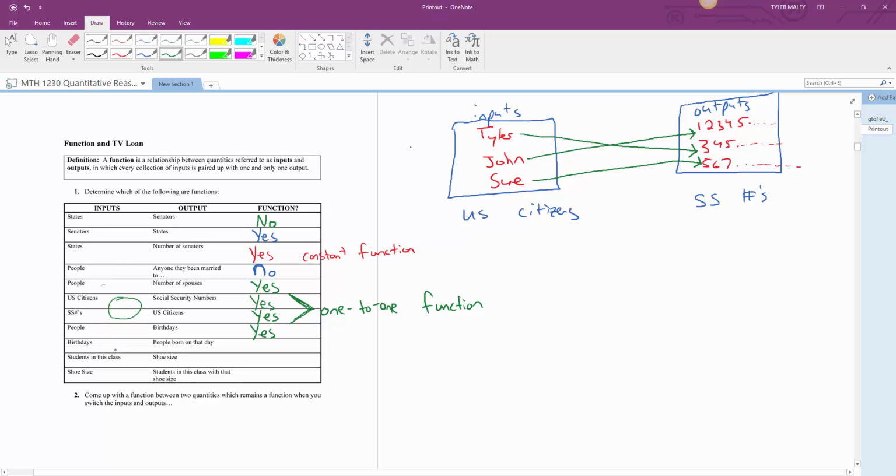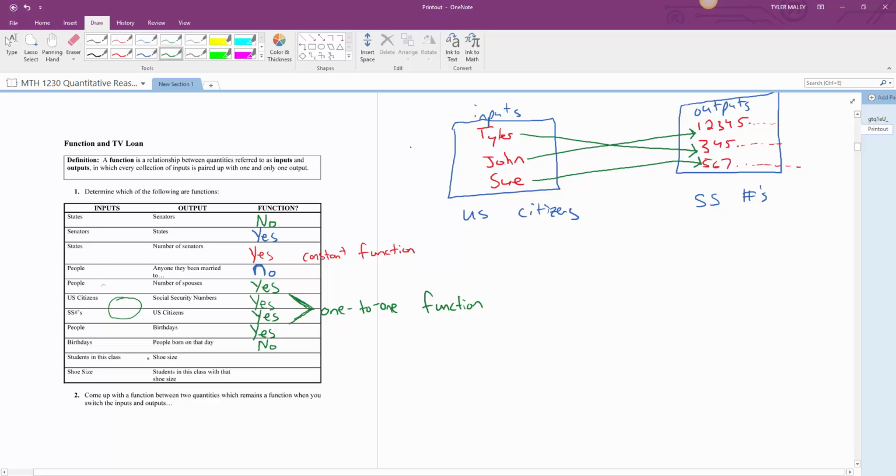So then the next line flips that. What if we go from birthdays to the people born on that day? The question you should be asking is, if I input a birthday, let's say, I don't know, June 1st, am I going to get more than one person born on that day? And yes, we would. If I input any day, I'm going to get hundreds of people, if not more, born on that specific day, depending on if you look at just U.S. people or so forth. So this would definitely not be a function. This would be a no.